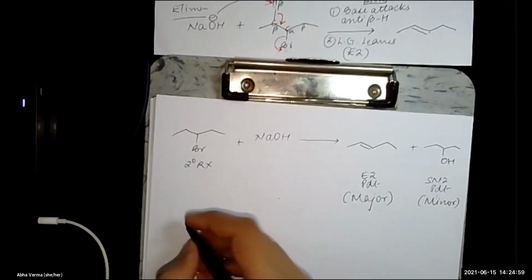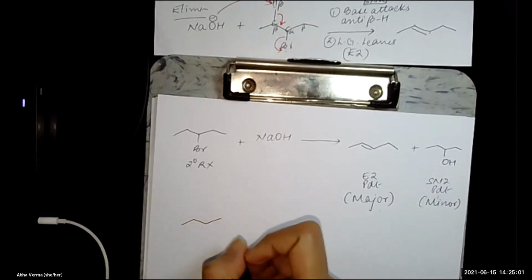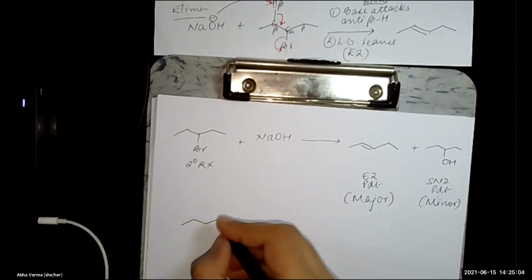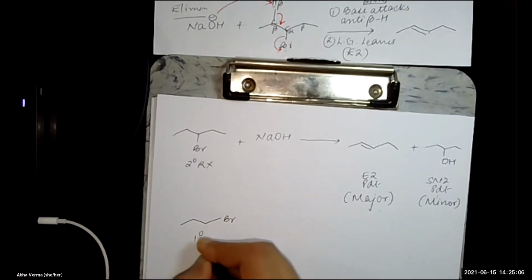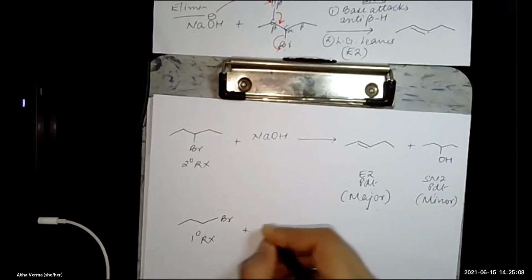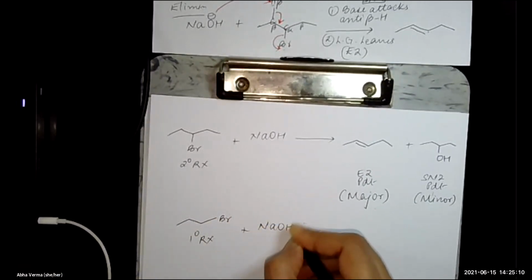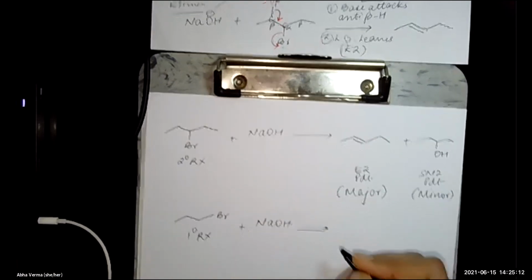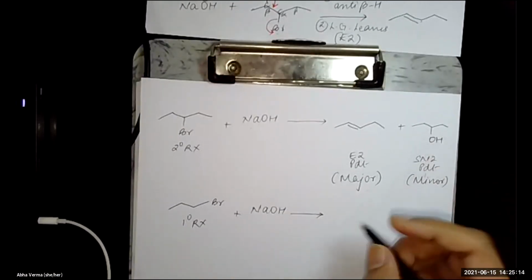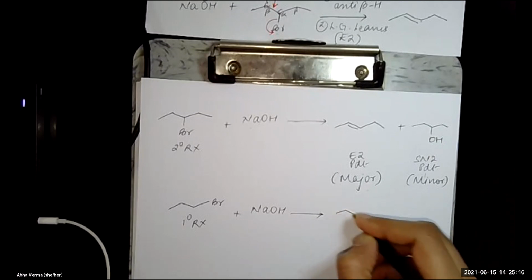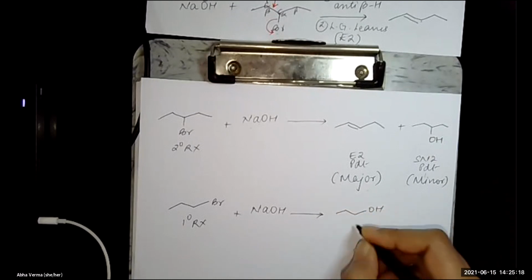So whenever you have a primary substrate, let's say I have a primary substrate and exactly the same conditions, now my SN2 will be the major product.